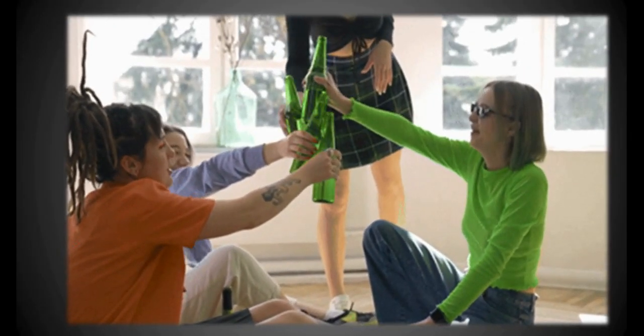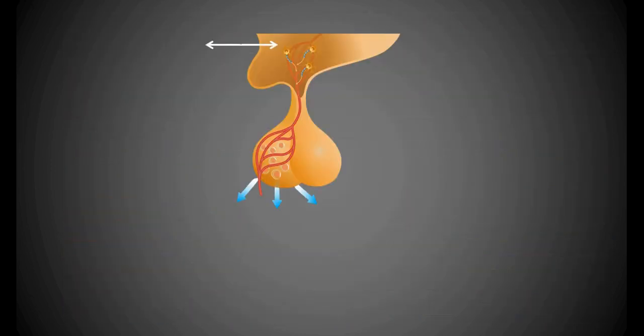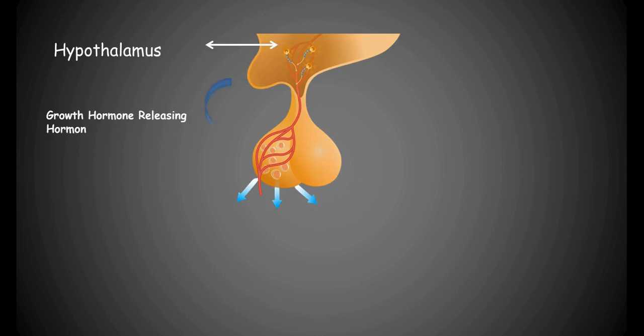Alcohol consumption is another factor that can reduce growth hormone circulation in the blood. Growth hormone-releasing hormone is a hormone produced by the hypothalamus that stimulates the pituitary gland to release GH. Alcohol disrupts the normal release of growth hormone-releasing hormone by suppressing the activity of growth hormone-releasing hormone-secreting neurons in the hypothalamus, thereby reducing the stimulation of the anterior pituitary gland to release growth hormone.